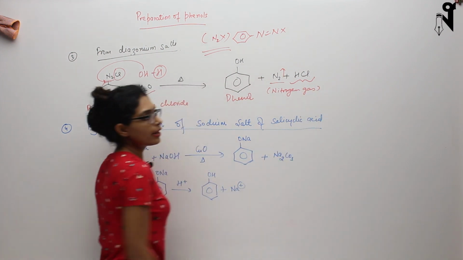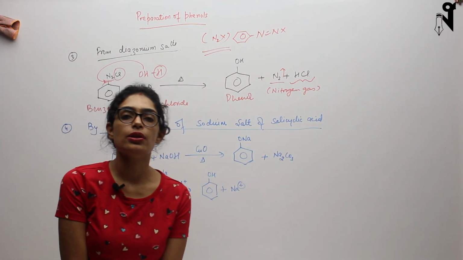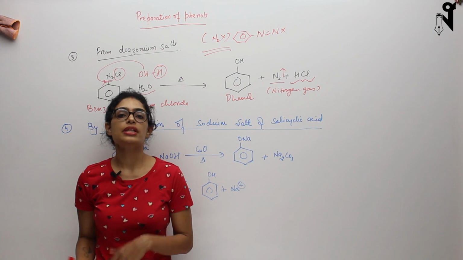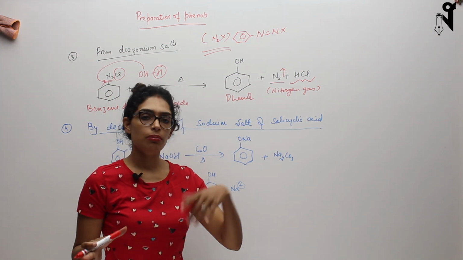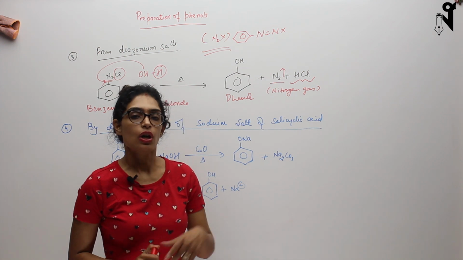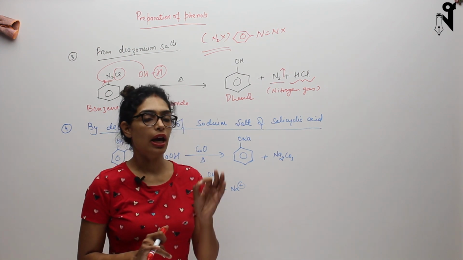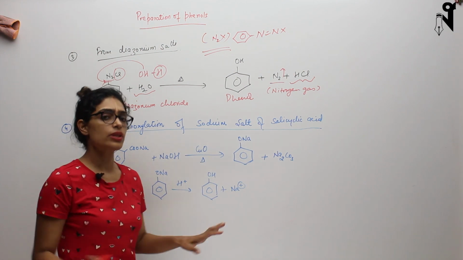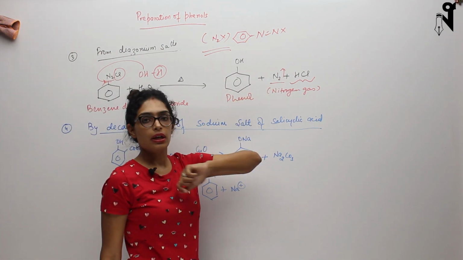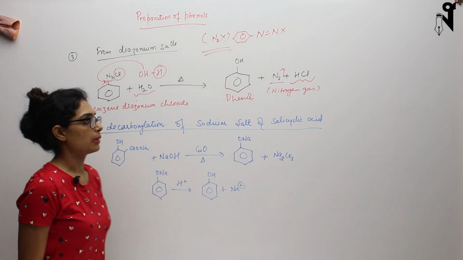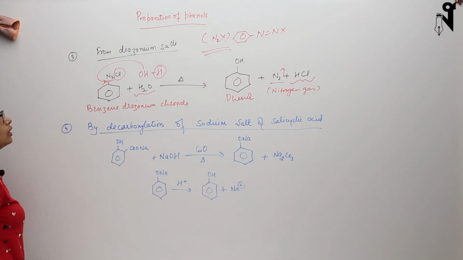Whenever the reaction of diazonium halide is happening with any of the compounds to form another benzene derivative, N2 gas will always get released. This is always going to happen. So the bond between benzene and N2 will break, N2 will go out as a gas, and the other substitution will take place. Now come to the next preparation of phenol.